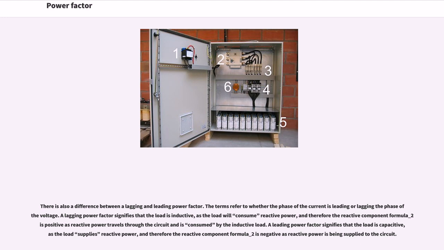There is also a difference between a lagging and leading power factor. The terms refer to whether the phase of the current is leading or lagging the phase of the voltage. A lagging power factor signifies that the load is inductive, as the load will consume reactive power, and therefore the reactive component Q is positive as reactive power travels through the circuit and is consumed by the inductive load. A leading power factor signifies that the load is capacitive, as the load supplies reactive power, and therefore the reactive component Q is negative as reactive power is being supplied to the circuit.